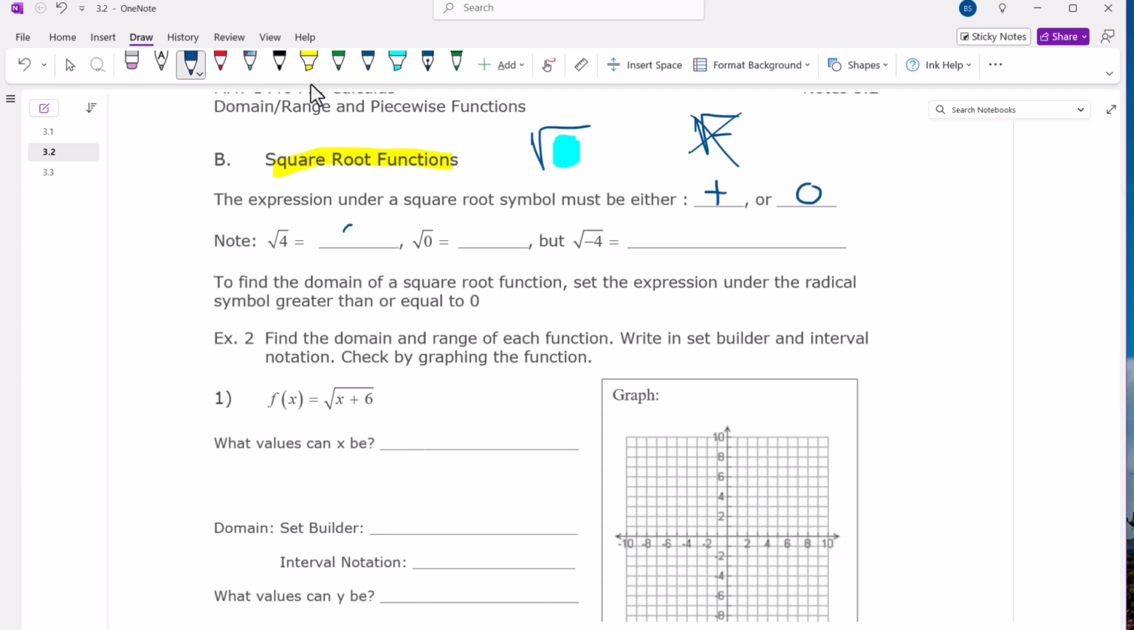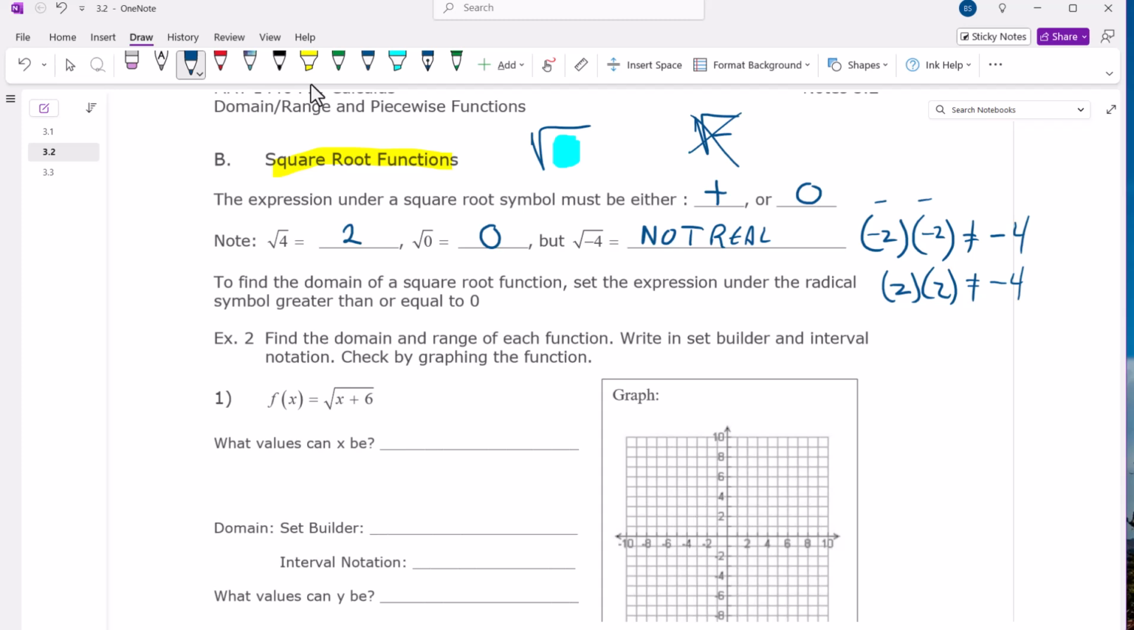So square root of 4 is 2, square root of 0 is 0. But the square root of negative 4 is not a real number, because you cannot find a number and multiply it by itself and ever get a negative number. If you multiply two negatives, you're going to get a positive, so the answer can't be negative 2. If you multiply two positives, you're going to get a positive. So again, you're never going to get negative 4.